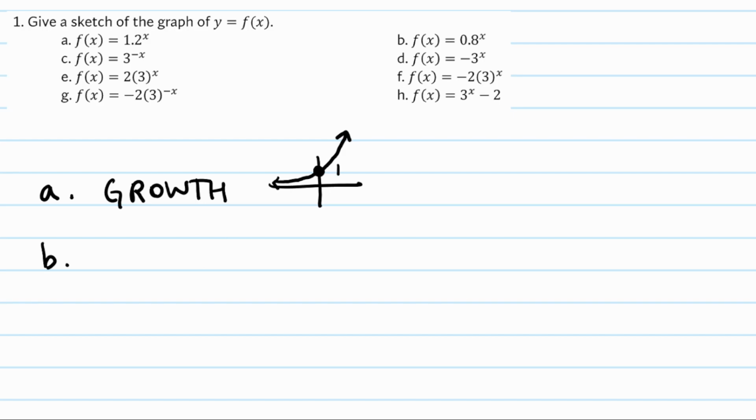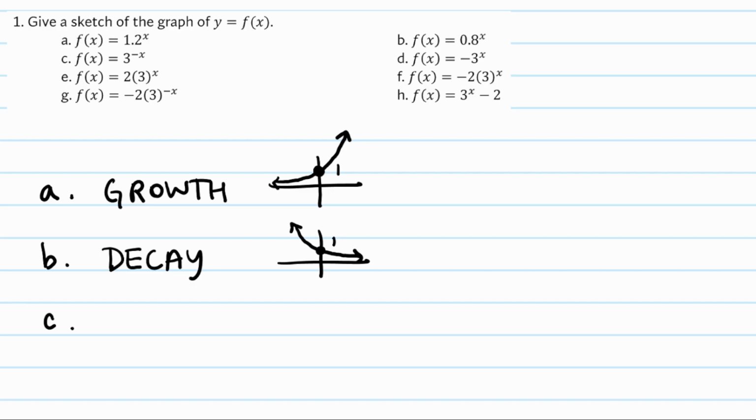For B, this is 0.8 to the x. 0.8 is less than 1, so that represents exponential decay. I'm going to draw it like that because it's positive 0.8 to the x. It's going to have an intercept of y equals 1.